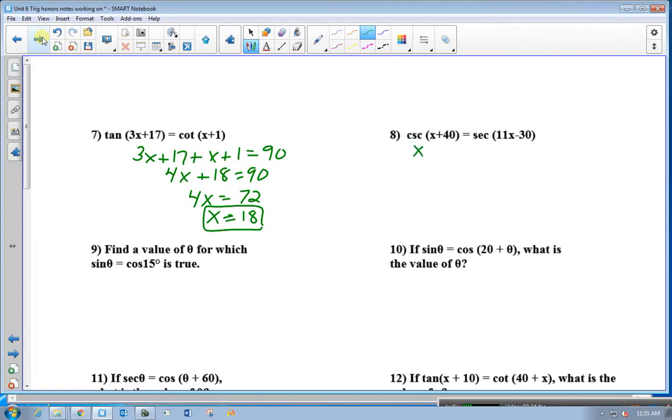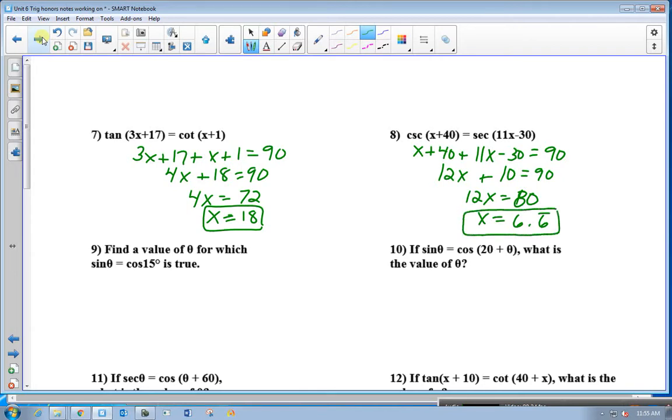And then x plus 40 plus 11x minus 30 equals 90. And 12x plus 10. 12x equals 80. x is 6.6 repeating. 80 divided by 12 doesn't go in there perfectly, does it? No. 80 divided by 12? No. Yeah, great.